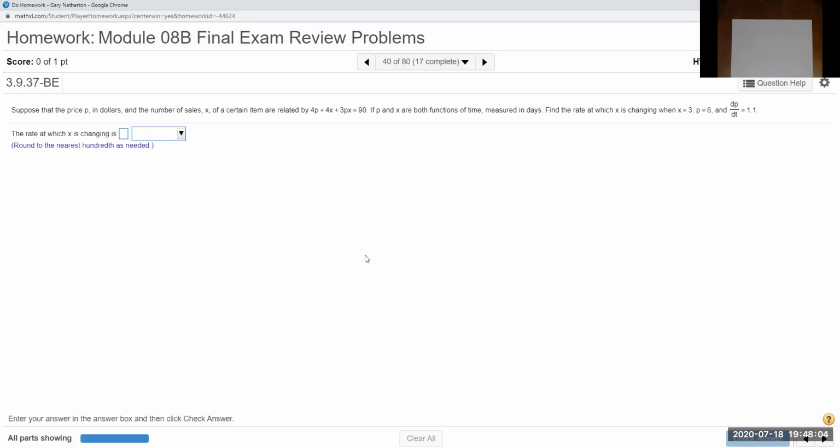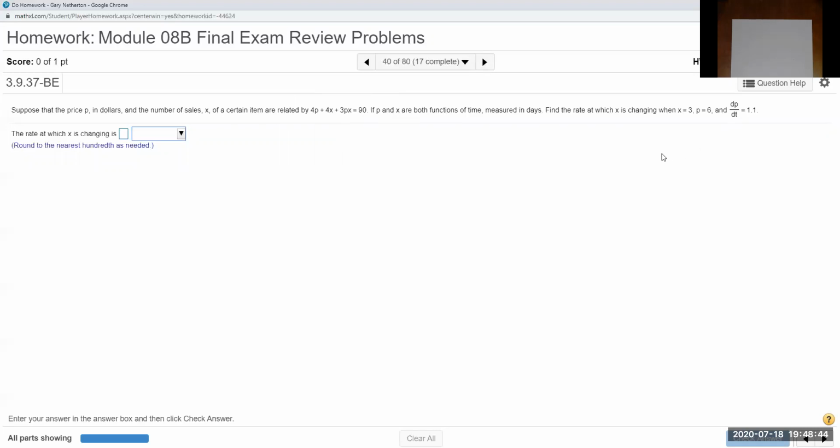Suppose that the price P in dollars and the number of sales of a certain item are related. P is the price, X is the number of sales. They give you an equation. P and X are both functions of time, so things are changing, and the time is in days. They say find the rate at which X is changing when X is 3, P is 6, and dP/dt. All right, so what we're gonna do is take this equation, convert it to time by taking the derivative of both sides with respect to t. Then I think we'll have everything we need.